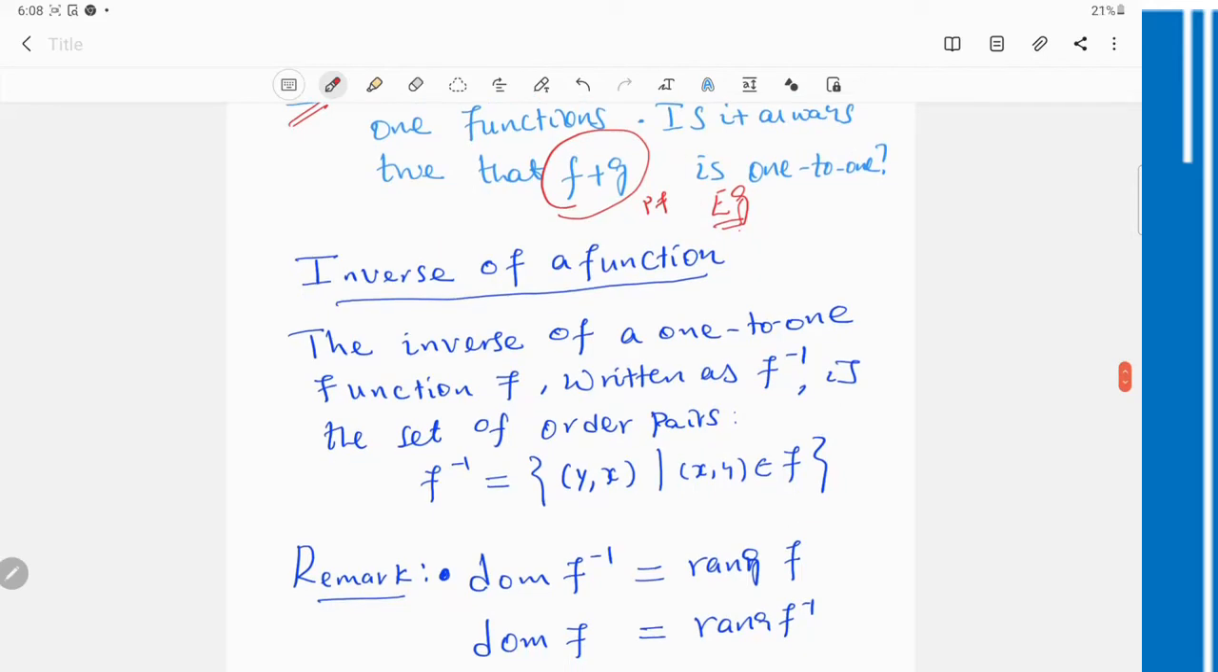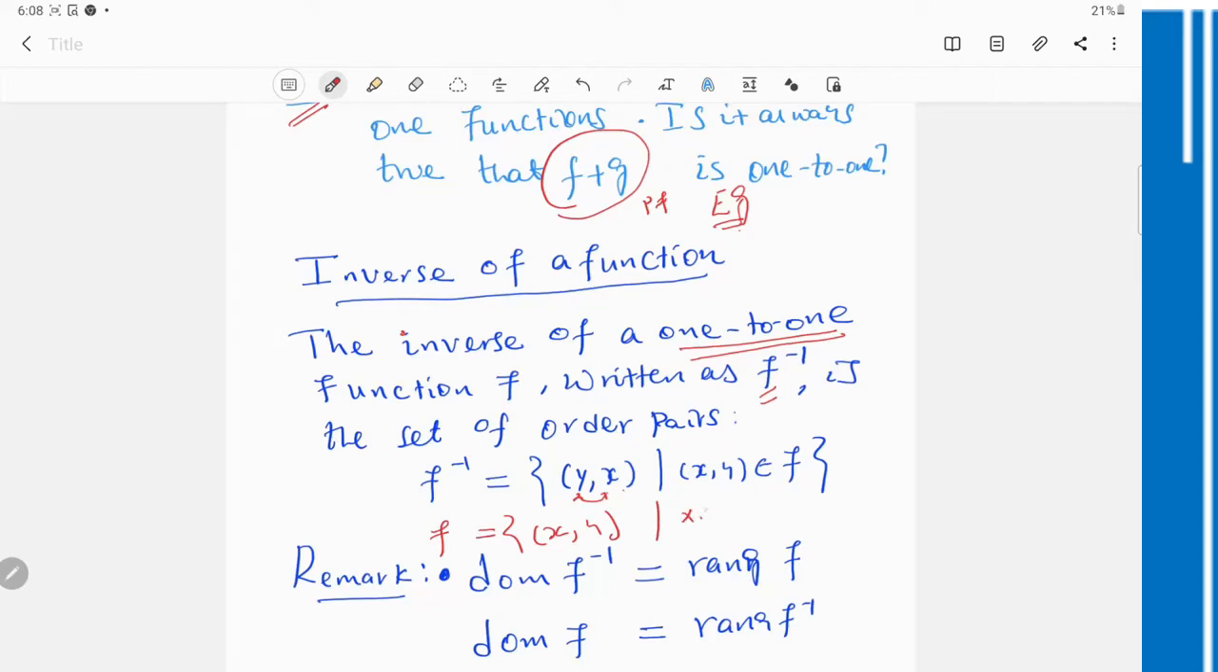So another important function is the inverse. The important concept is the inverse of a given function. A function has an inverse if and only if it is a 1-to-1 function. So if a function is 1-to-1, then we can get the inverse of that function, which is written like this: (y, x), just changing the position of x and y, because f is given by the ordered pair (x, y).